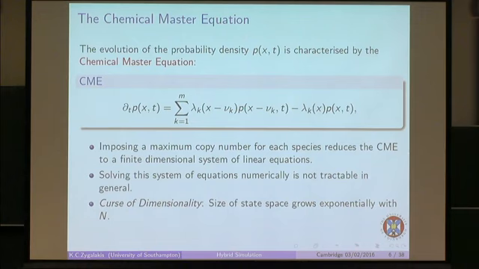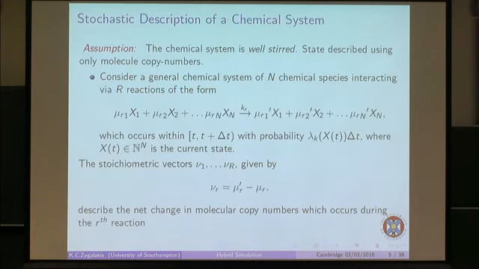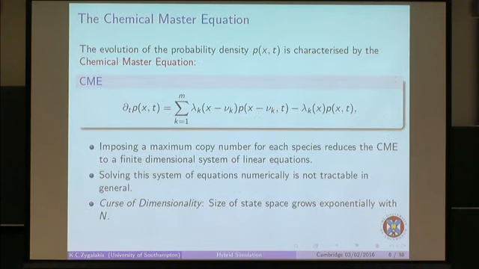So the system that I just described is a Markov jump process. The corresponding master equation is called the chemical master equation, and it is given by this. It's, if you like, a system of infinite ordinary differential equations.